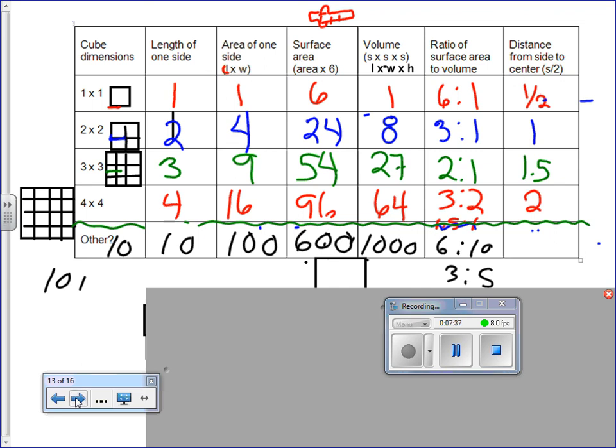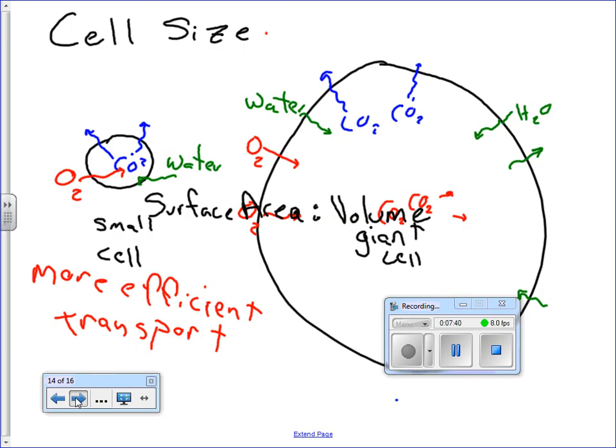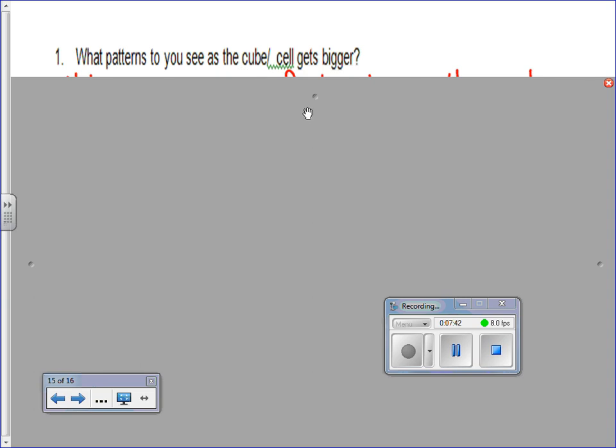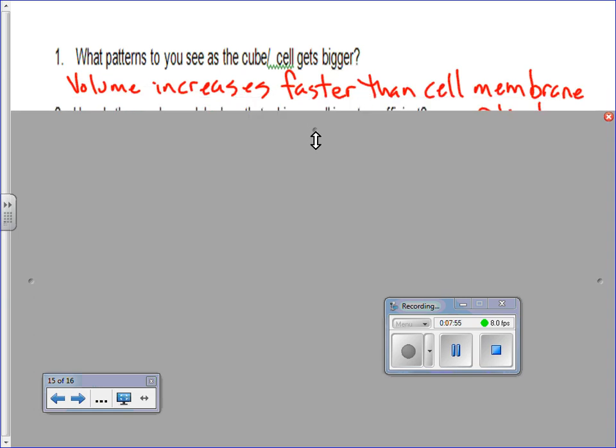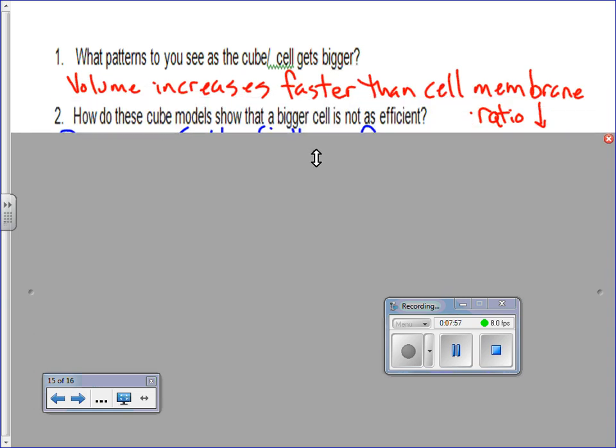So let's just take a quick look at these questions. And I know there was one about a movie that we didn't watch, but what patterns do you see as the cube gets bigger? What happens as the cube gets bigger? What happens to the ratio? Yes. Okay. So you could actually mathematically say how much, but what's going to happen is the volume is getting bigger faster than the cell membrane. So basically, you could even say as it gets bigger, there's not enough cell membrane to take care of the volume or something like that.